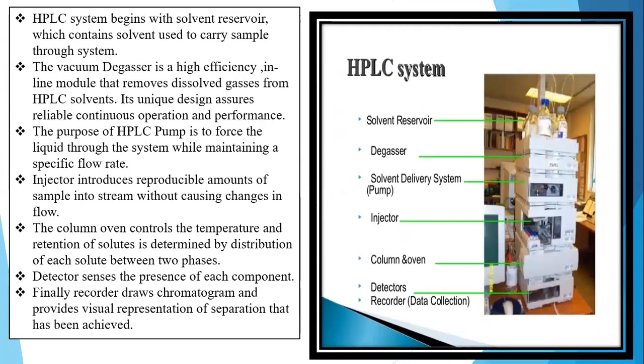HPLC system. The HPLC system begins with the solvent reservoir, which contains the solvent used to carry the sample through the system. Then comes the vacuum degasser. The vacuum degasser is a high efficiency inline module that removes dissolved gases from HPLC solvents. Its unique design assures reliable continuous operation and performance.